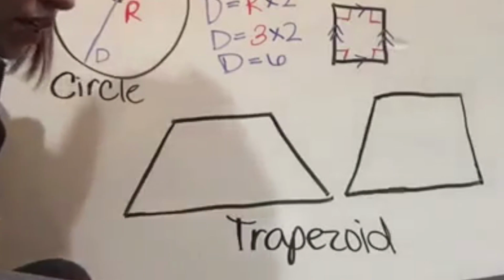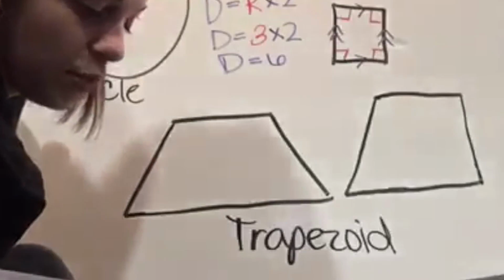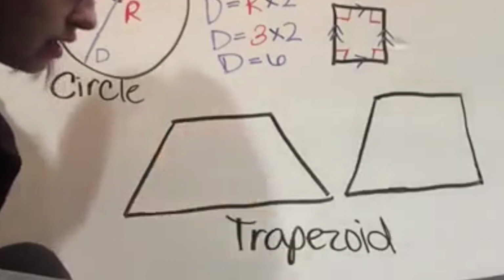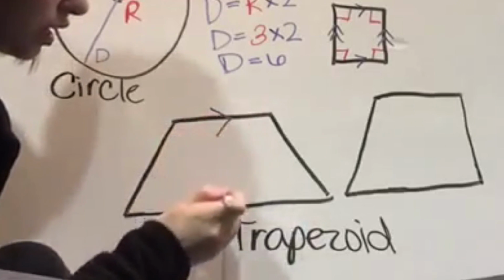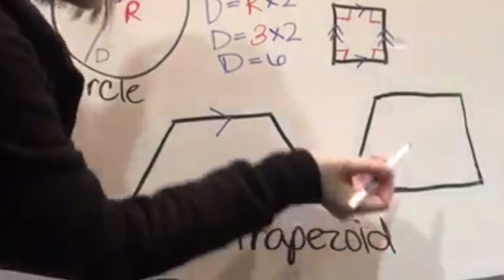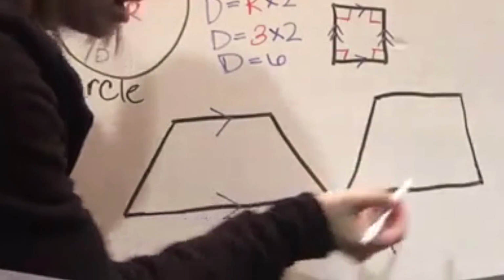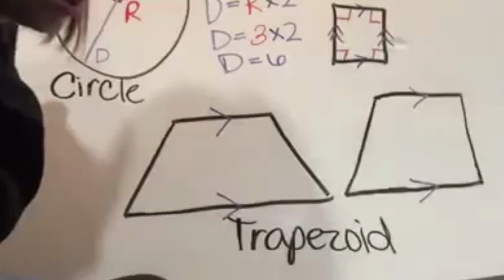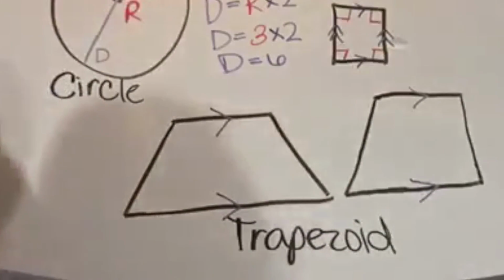A trapezoid has to have one set of parallel lines. So you can see in this drawing that here is one set of parallel lines. Now this is a different drawing of a trapezoid, but it also has one set of parallel lines. So it can be a trapezoid as well.